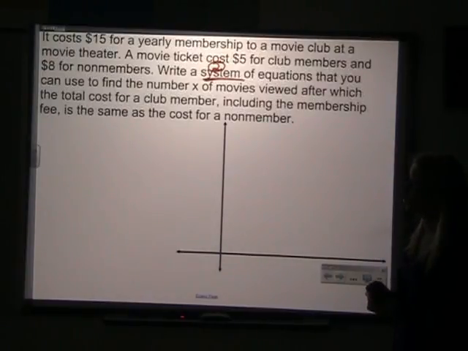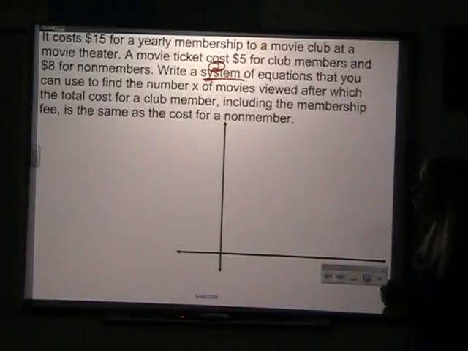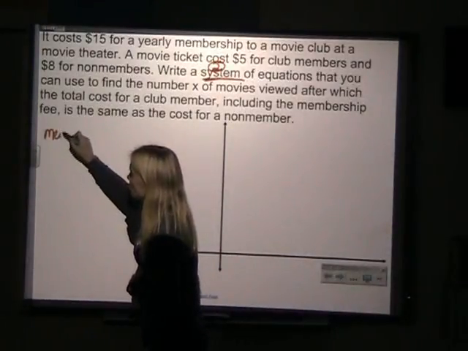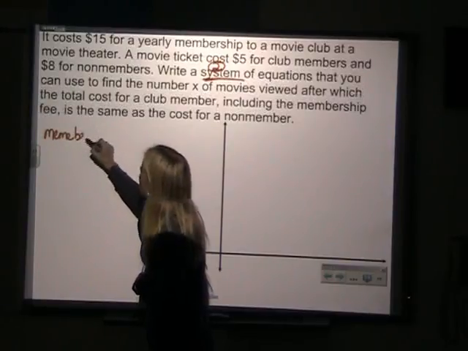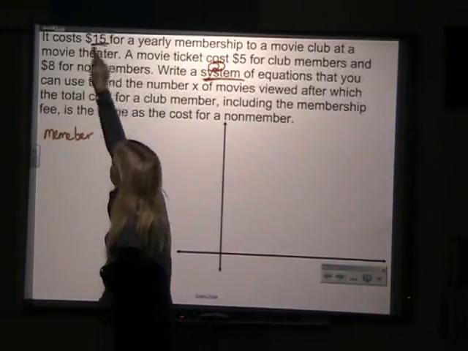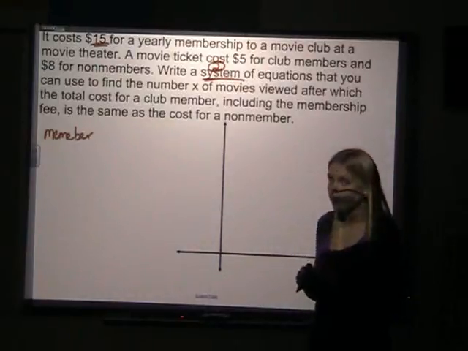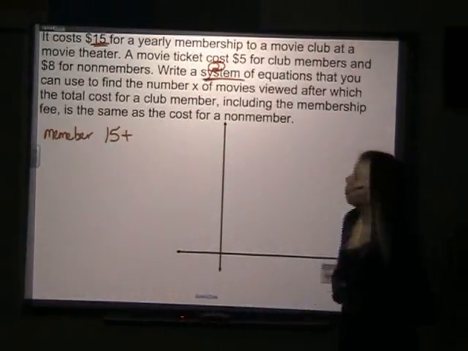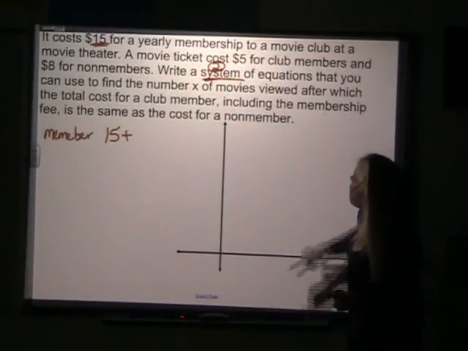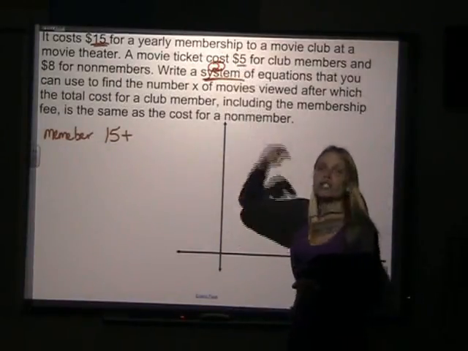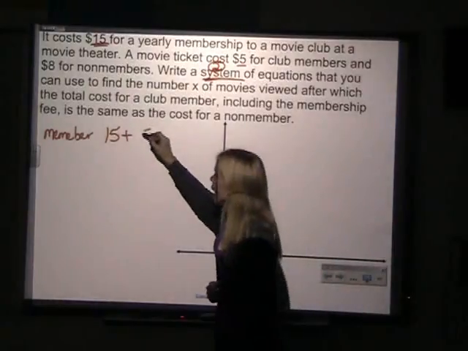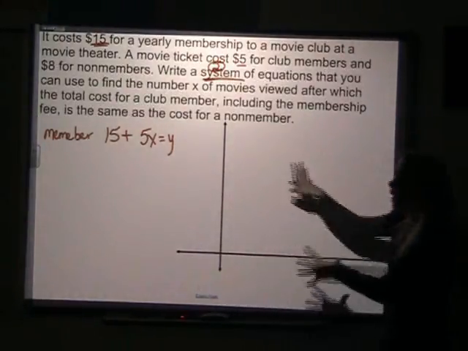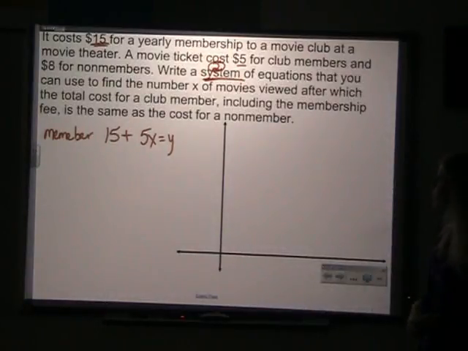So I'm going to write an equation for what it costs to go to the movies for a member. A member has to pay $15. How many times do they pay that $15? 1 time. They also have to pay $5 every single time, over and over. So that's 5x, and that equals their cost. We're going to call that y since we're on the coordinate plane.